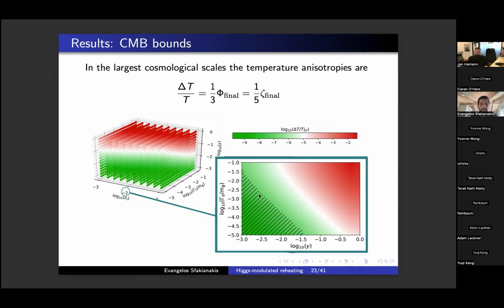This black hatched region is delta T over T less than 0.01%, so less than 1% of 10 to the minus 5. So this is below the sensitivity of Planck. Even if we see something here, we won't be able to detect it. As I said, the red region is ruled out. So this green region is an effect that is allowed, but with improved analysis, we may be able to see something.